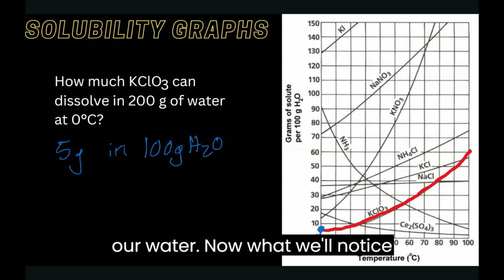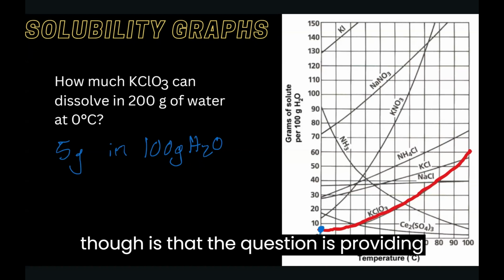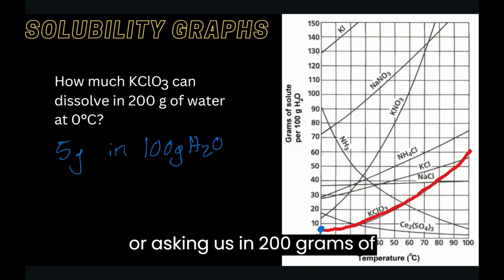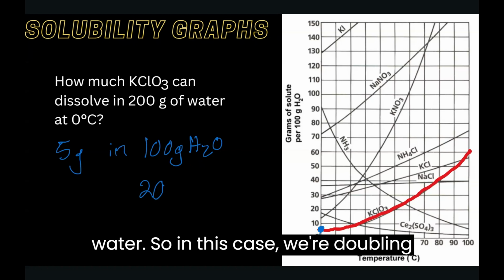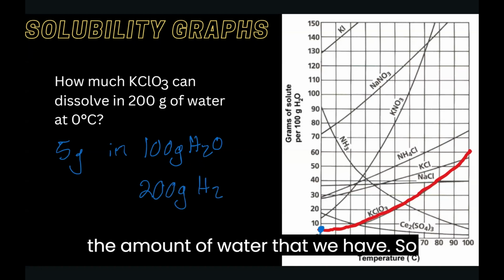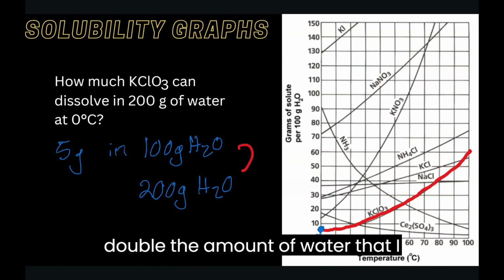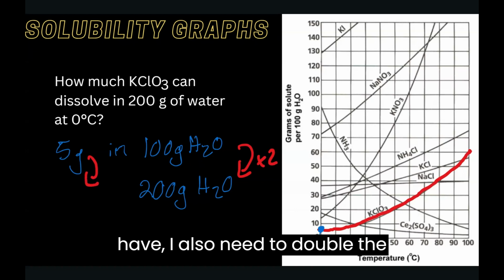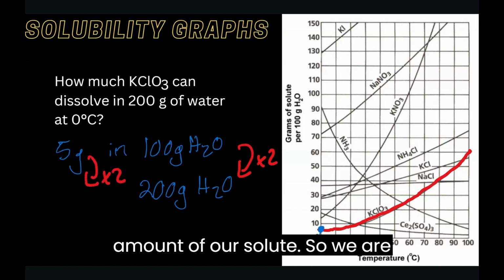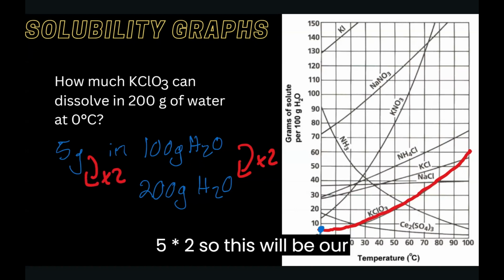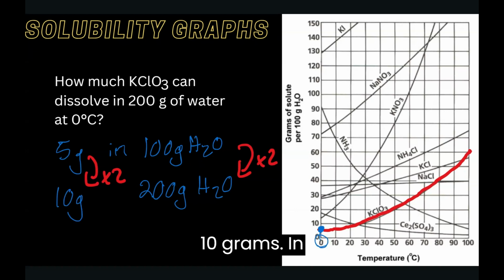Now, what we'll notice, though, is that the question is asking us about 200 grams of water. So in this case, we're doubling the amount of water that we have. Because I'm going to double the amount of water, I also need to double the amount of our solute. So it'll be our 5 times 2. So this will be our 10 grams in 200 grams of water.